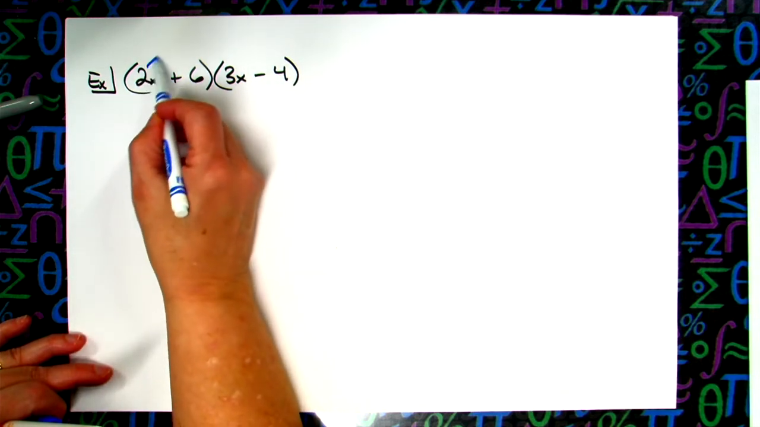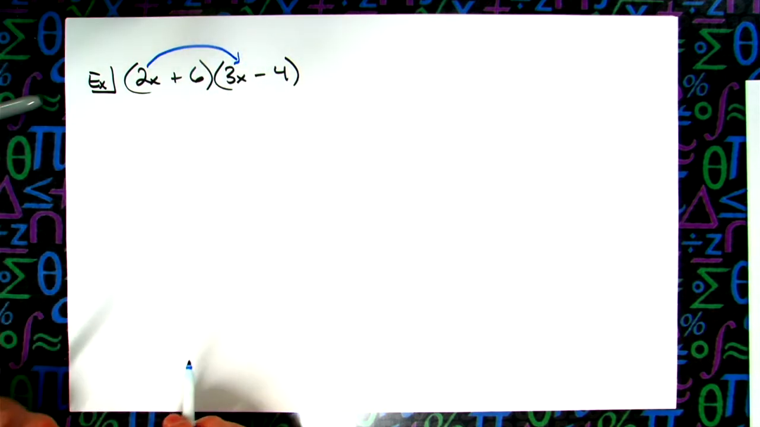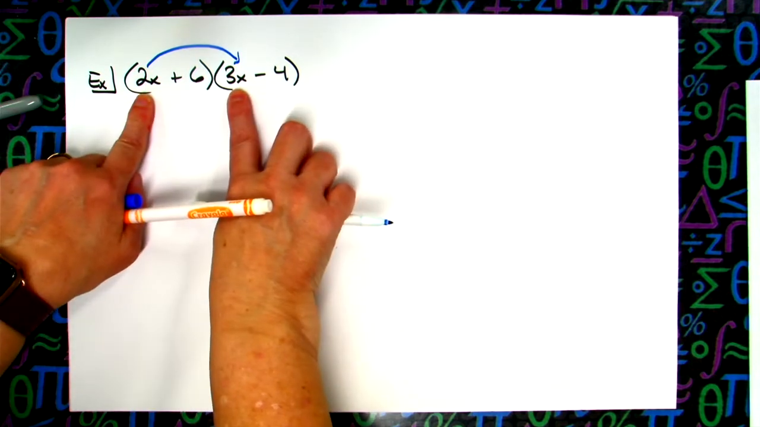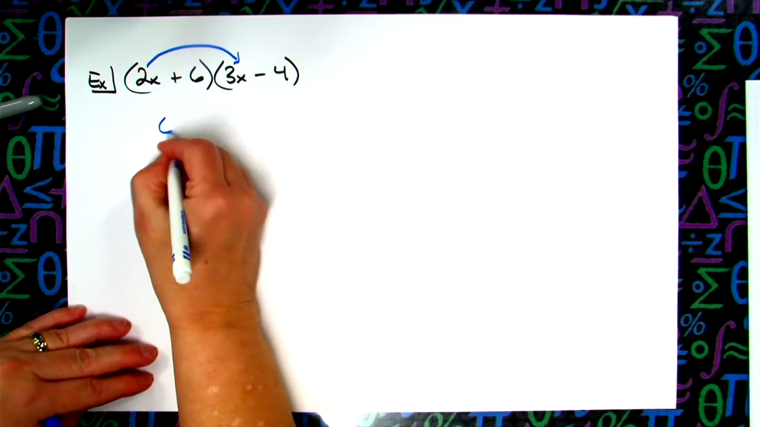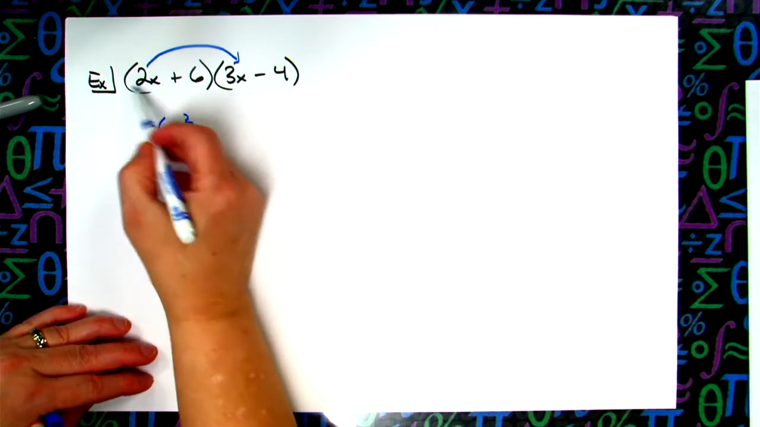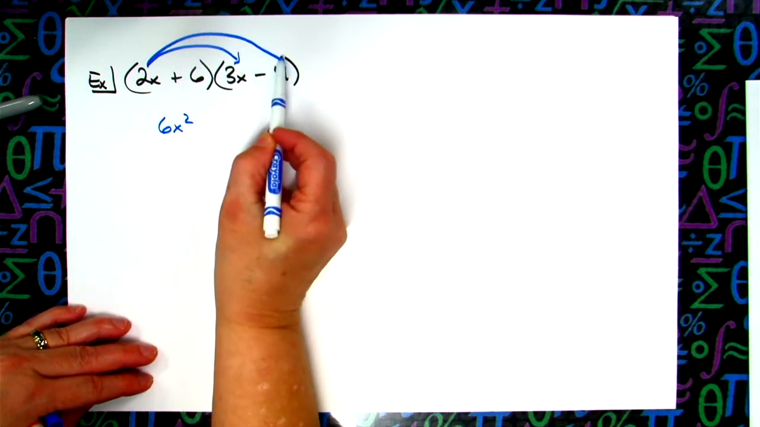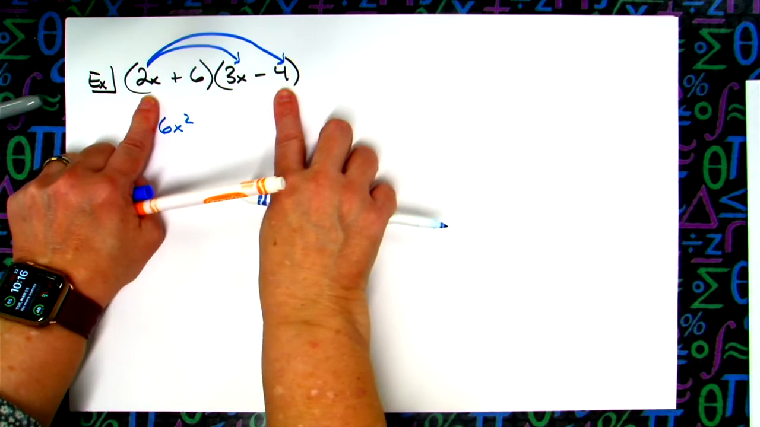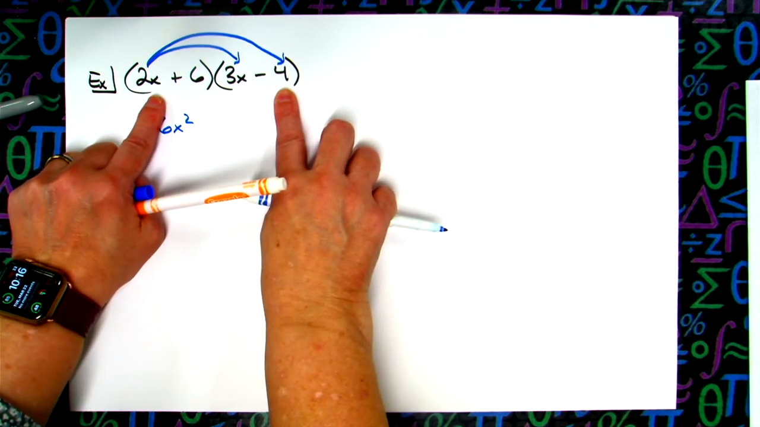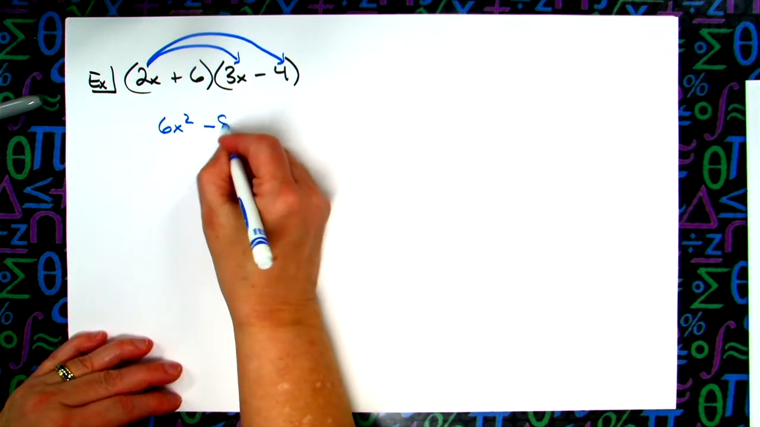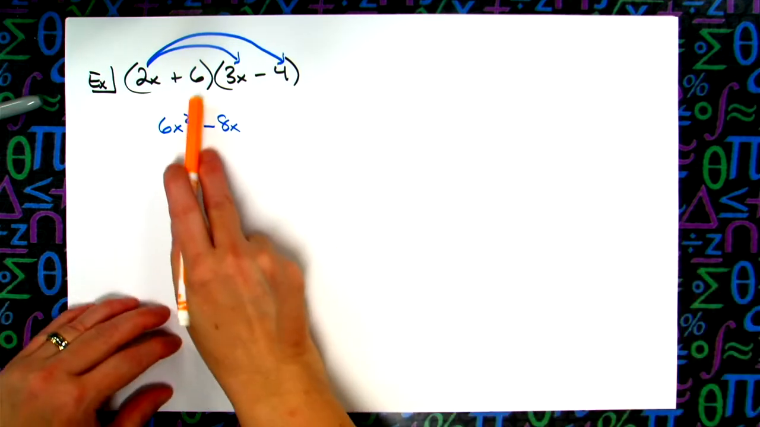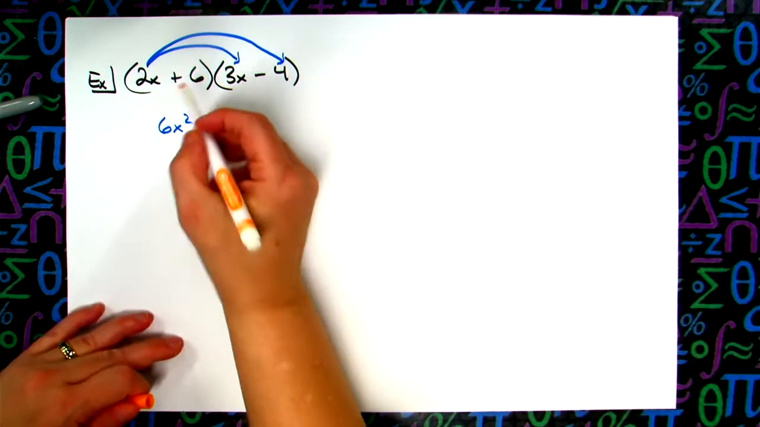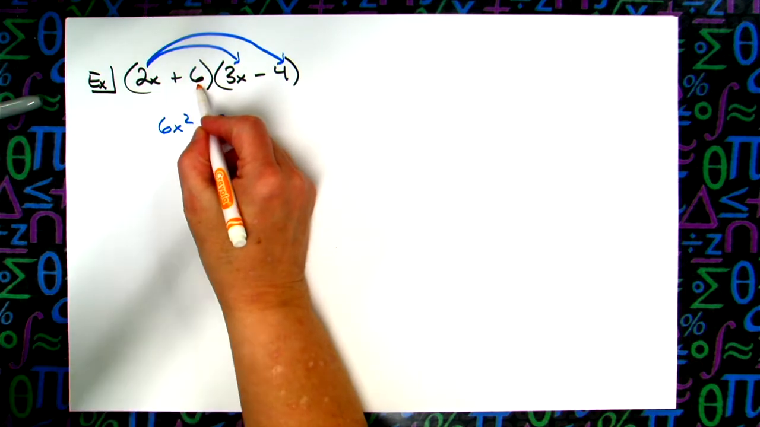So I'm going to take 2x and distribute it to the 3x. So 2x times 3x is 6x to the second, because when multiplying like bases, I add those exponents. So I've got a 6x to the second. Now I'm going to take that 2x and also distribute it to the 4. 2 times negative 4 is negative 8 with the x, so minus 8x. Now that part I've done in blue. Now I'm going to take the other number that's in the first term, which is the 6, and I'm going to distribute it to everything in the second one.